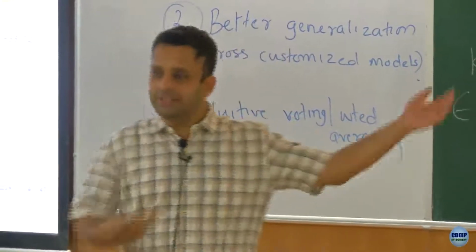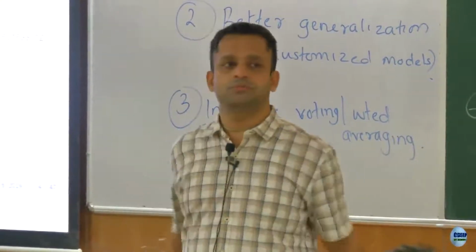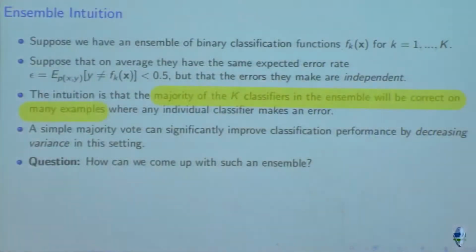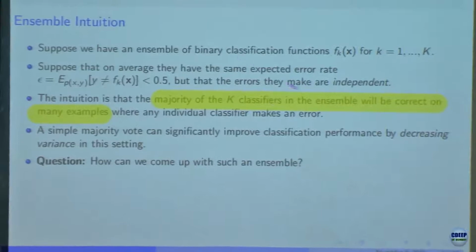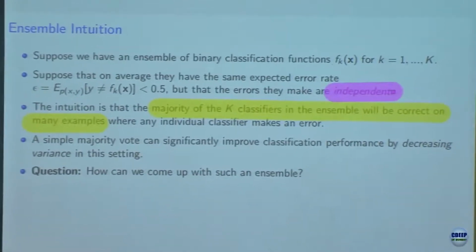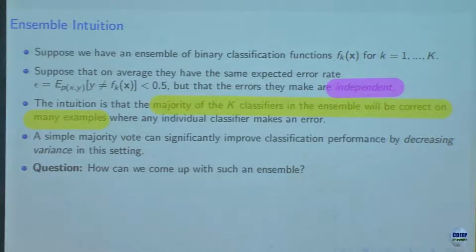So the attempt is, we'll look at methods. The attempt is to make them really independent. So that's the starting point here. This is what we ideally prefer. The ideal preference is that the errors they make are independent. Okay, this is ideal.